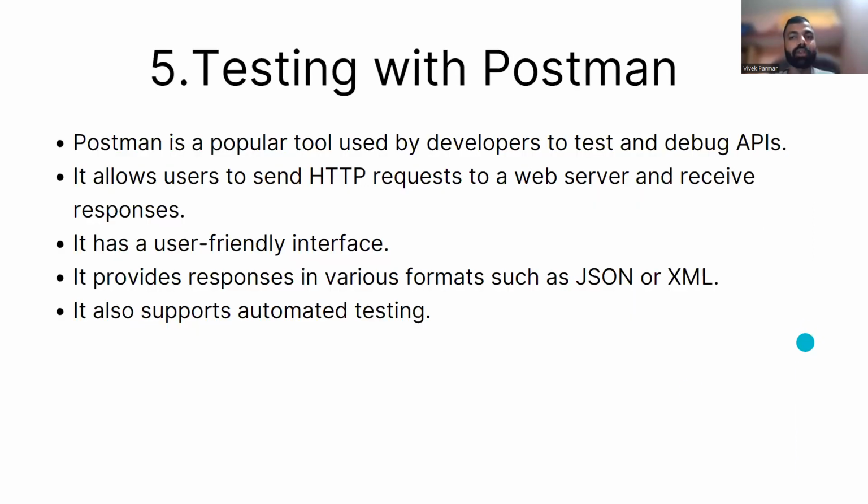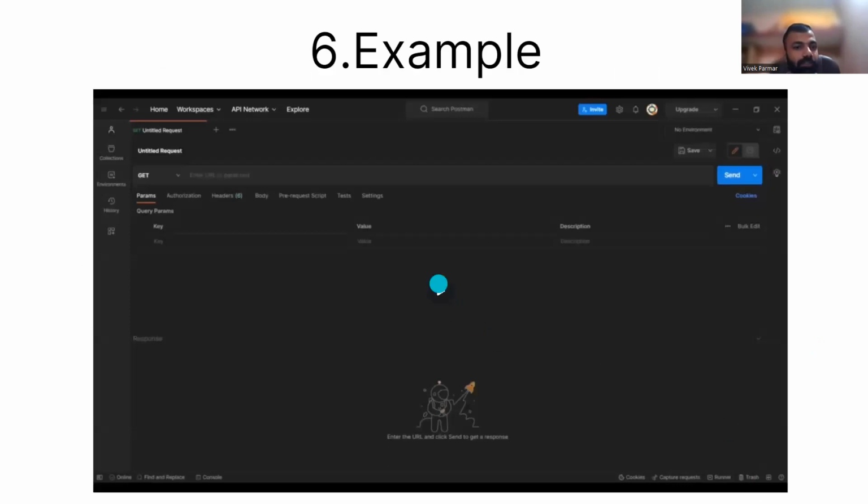Now we will see how we can test it with Postman tool. But first we will learn a little bit about this tool. Postman is a popular tool used by developers to test and debug APIs. API is an application programming interface. It allows users to send HTTP requests to a web server and receive responses, which can be used to validate and troubleshoot RESTful web service. It has a user-friendly interface. It provides responses in various formats such as JSON or XML. It also supports automated testing. This is an example for it.